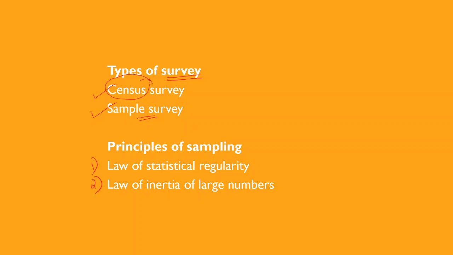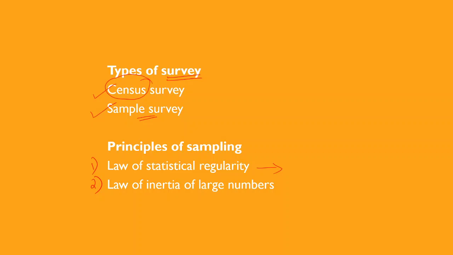So law of statistical regularity means when we select a sample, that sample should possess almost all the characteristics, or the same characteristics, as that population possesses. That is what law of statistical regularity. Once we draw a sample from a population, that sample should be an exact representation of the population. That means all the characteristics possessed by that population should also be possessed by the sample that we have drawn.